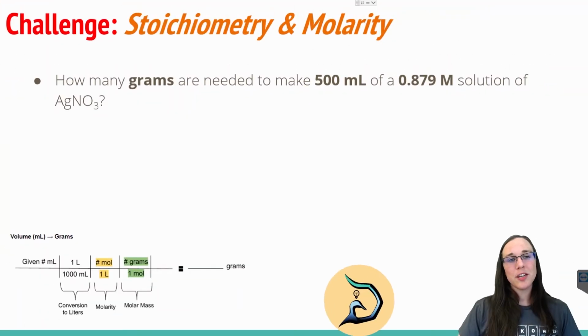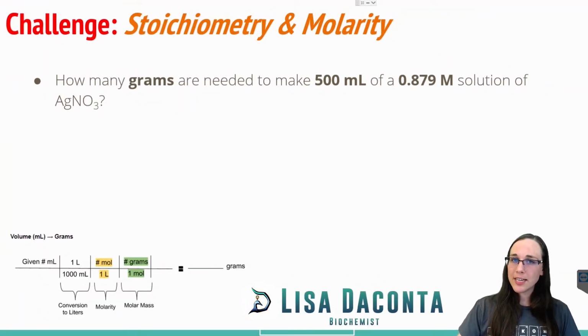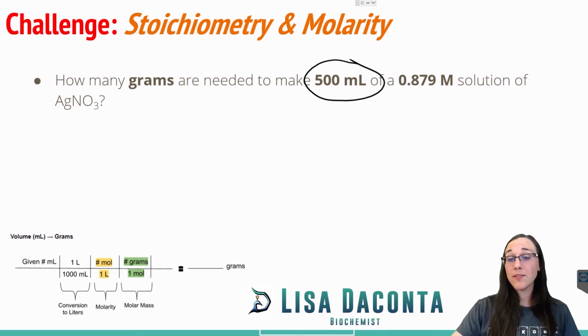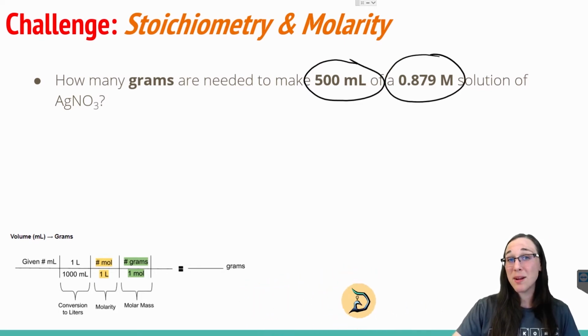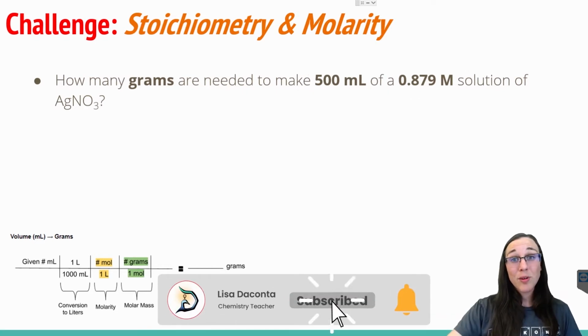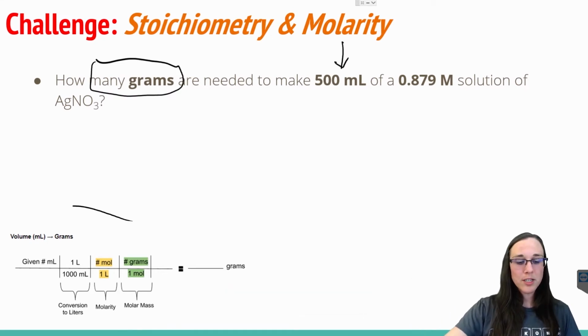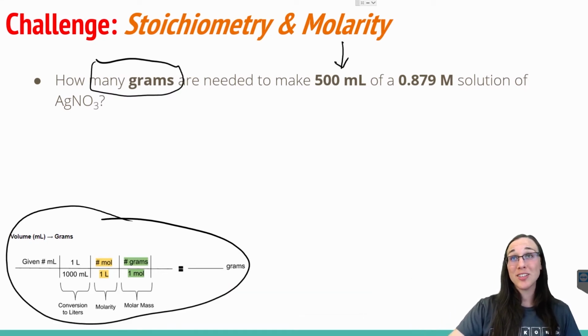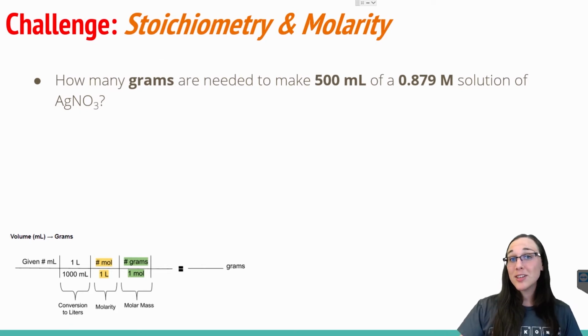In this first question, they're asking how many grams are needed to make 500 milliliters of a very specifically concentrated solution, 0.879 molar solution of silver nitrate, AgNO3. Whenever we are asked for grams and we are given a volume, we're going to use the following setup for dimensional analysis, or stoichiometry. So let's go ahead and do that.